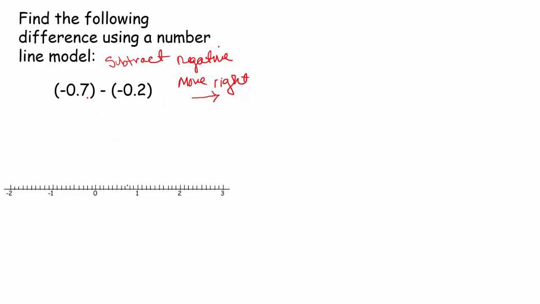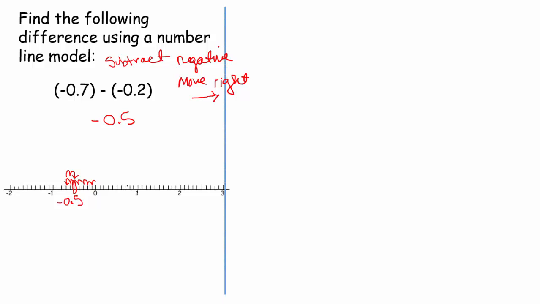This is broken up into tenths. So I'll go negative 7/10. I'll start at 0. I'll go negative 1, 2, 3, 4, 5, 6, 7/10. I am subtracting a negative, so I need to move to the right. I need to move back to the right 1, 2/10. And where do I end up? Negative 5/10. So I know my answer to that is negative 0.5.